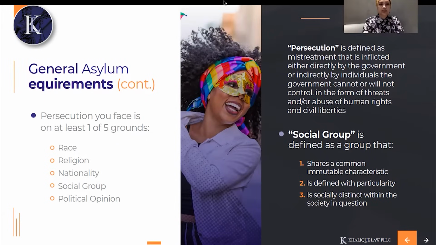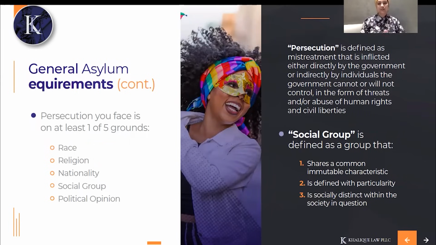So let me talk a little bit about persecution. Persecution has to be something inflicted on you by a group that the government cannot control or is unwilling to control. So let's say there is some other group over there that the police won't do anything about. You try to file a police report, but the police will not protect you. That the government cannot control or they're unwilling to control. Or even if it's something inflicted by the government, in that case, it's even stronger if it's coming from the government.